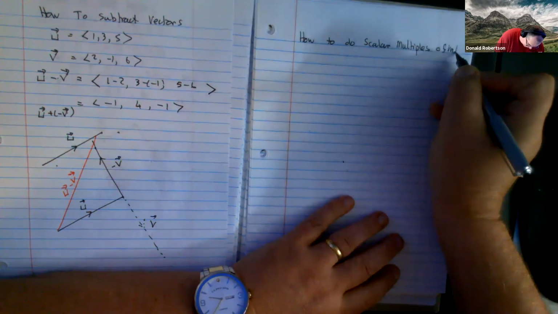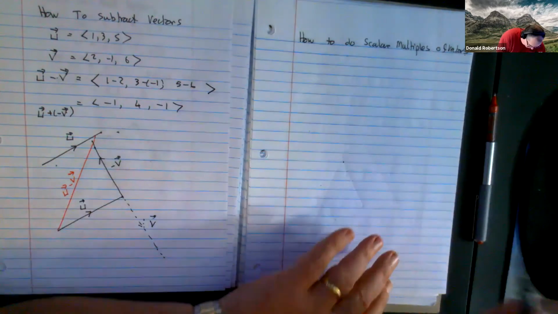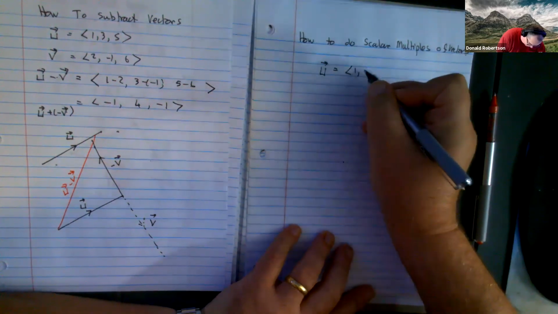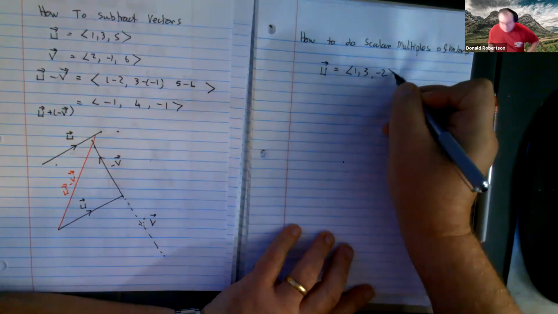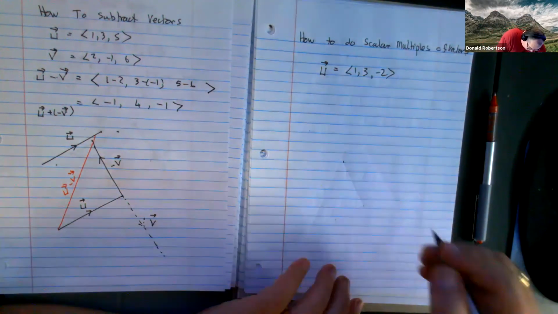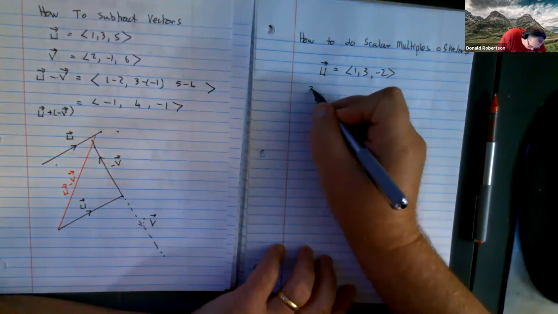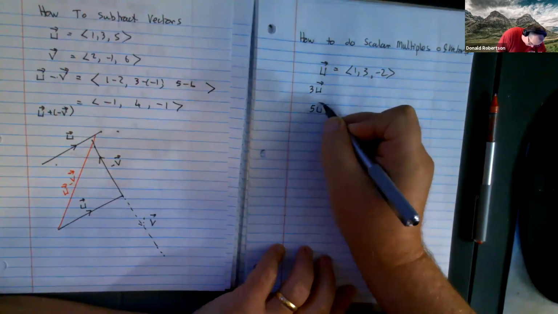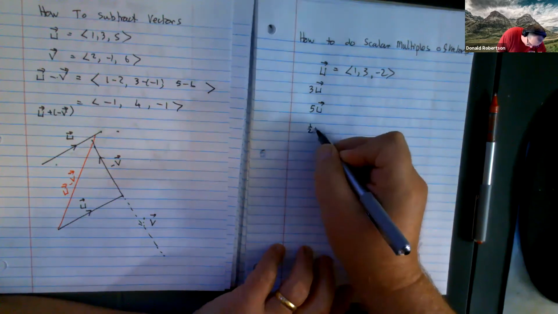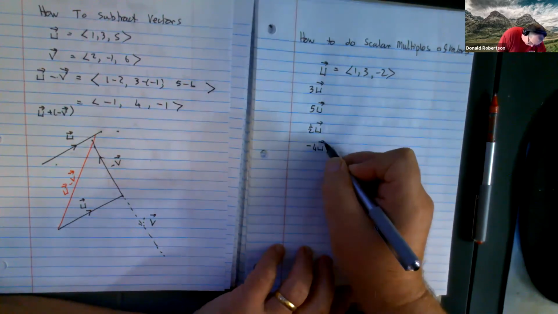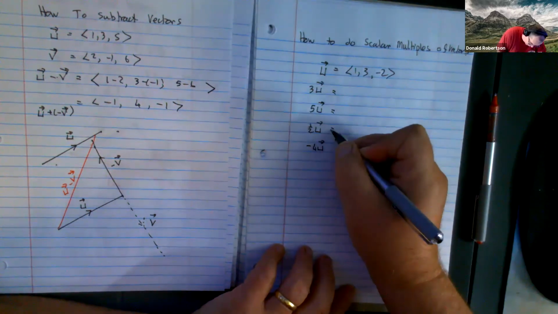How to do scalar multiples of vectors? Let's have a vector u. Now let's change who u is. Let's have u equals that guy. A scalar multiple would be 3u, 5u, a half u, minus 4u. These are all examples of scalar multiples.